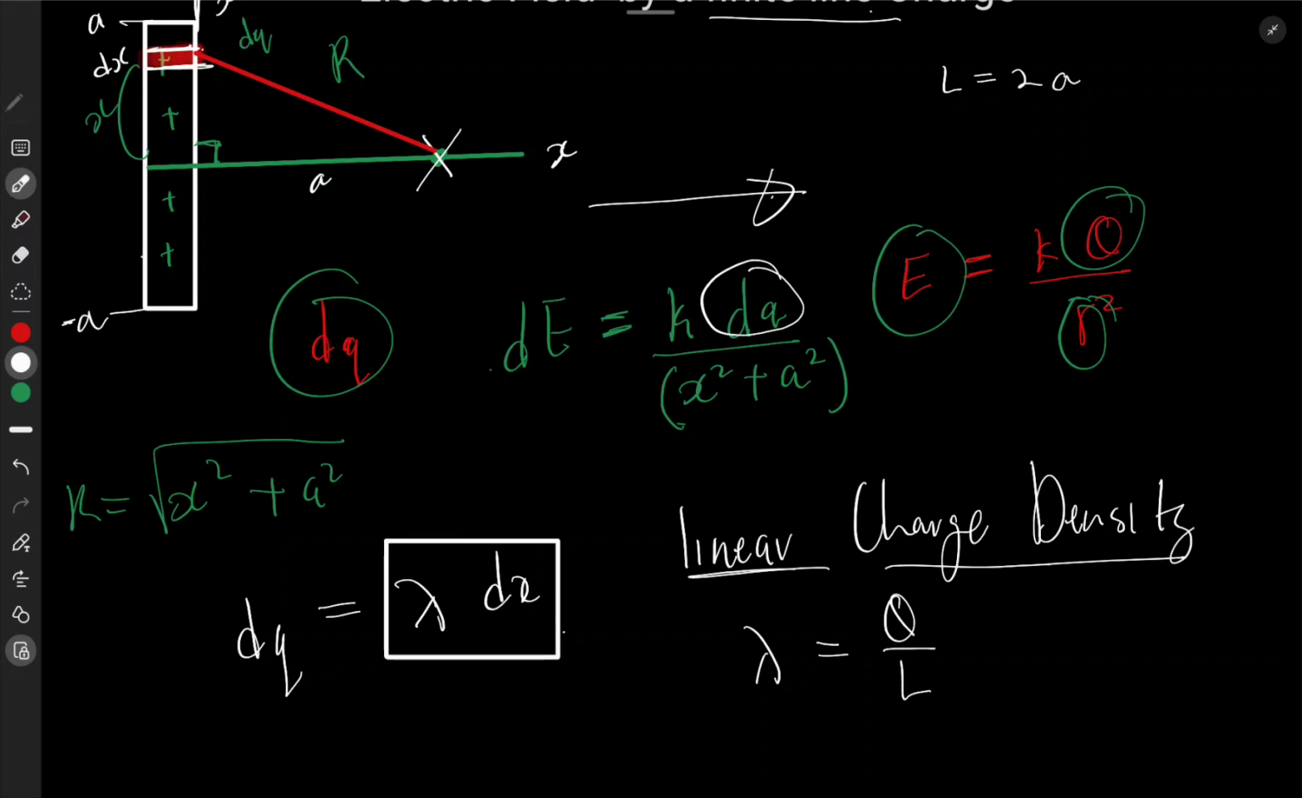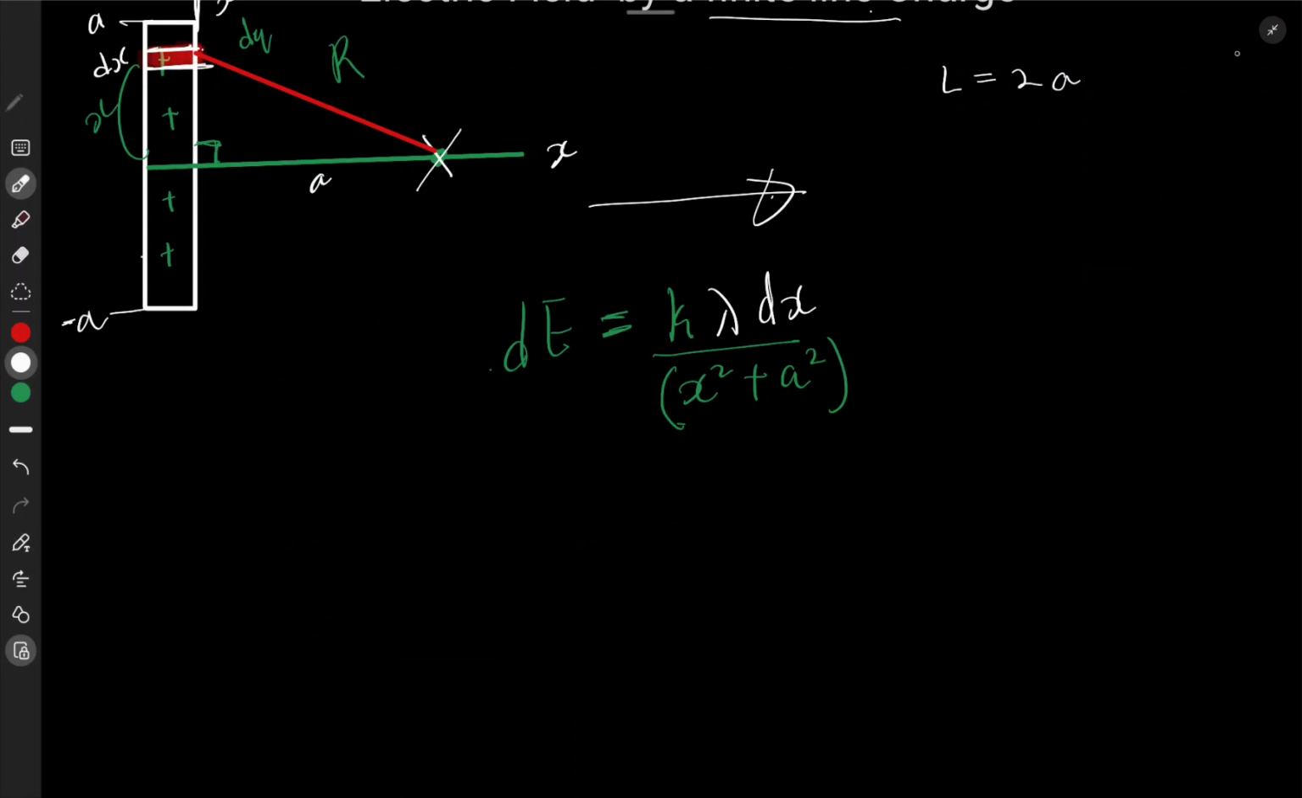Okay, and then we are going to plug it just here instead of dq. So we're going to have lambda dx. Okay, we are getting somewhere now. So this is where we are in 6 minutes. Let's look at what we can do after this one.